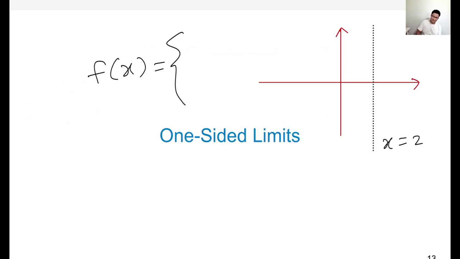Suppose you define this function as 1 over x minus 2, for what? For x less than 2.